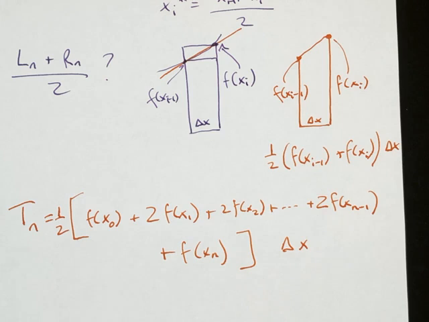This is actually a lot closer than either the left sum or the right sum. As a matter of fact, the midpoint sum and the trapezoid sum, either one of them is better than the left or the right. Questions? I do not expect you to memorize this sort of formula.